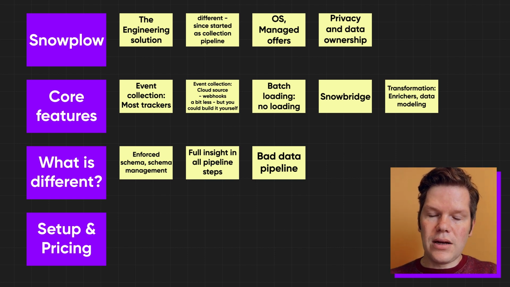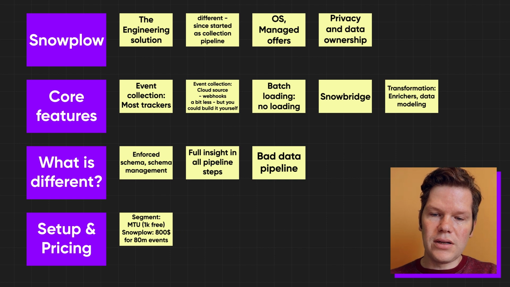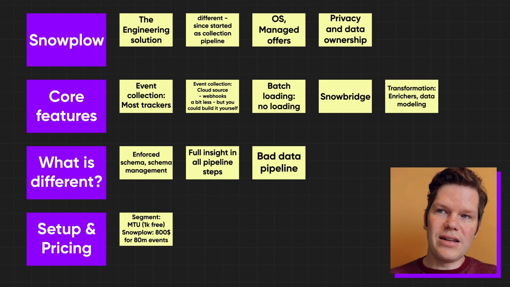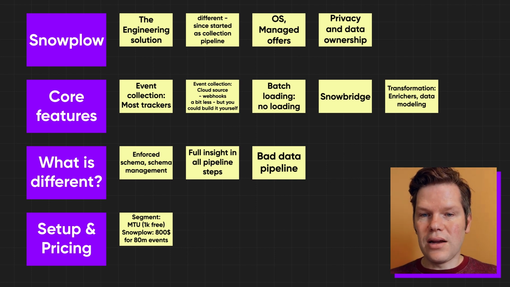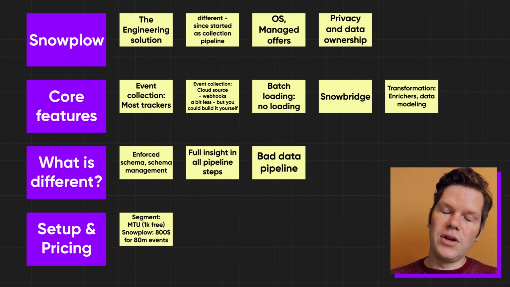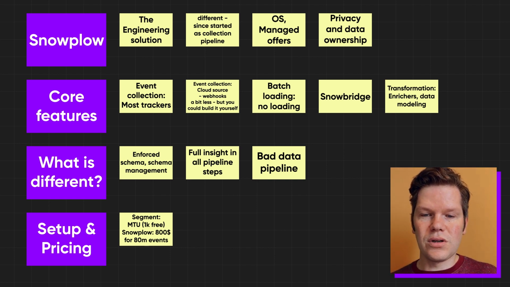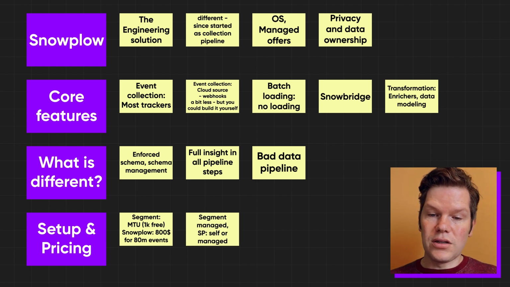It starts at $800 a month, and for that you get 80 million events. So this is already a pretty solid one. What is a little bit missing is an entry level, where you're just starting out. They don't really have a free plan. They have a trial where you can try it out, and the free plan for them is basically the open source version. So as said, Segment is managed, Snowplow is open source.